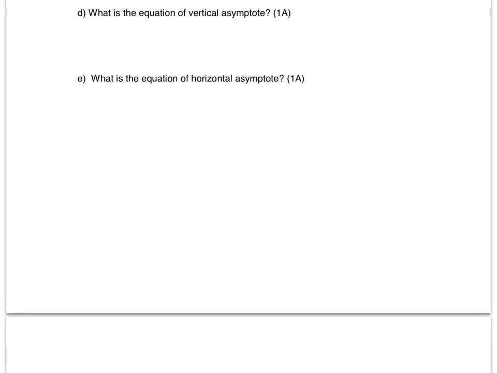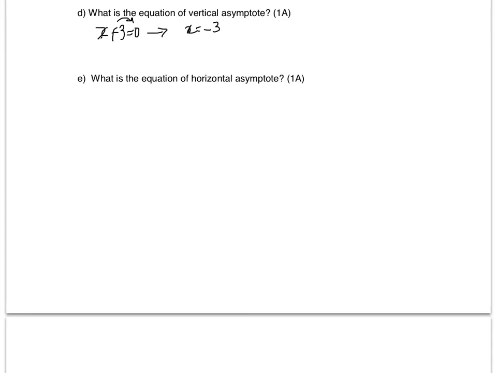The next question is, what is the equation of vertical asymptote? Remember, vertical asymptote is any x value that makes the denominator 0 and the function undefined. The only thing that makes the denominator 0 is when we solve x plus 3 equal to 0. So from here, if I move 3 to the right, I get x is equal to negative 3. So my vertical asymptote is the line x equal to negative 3.